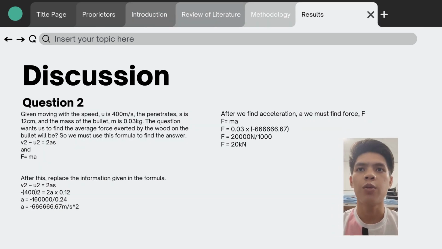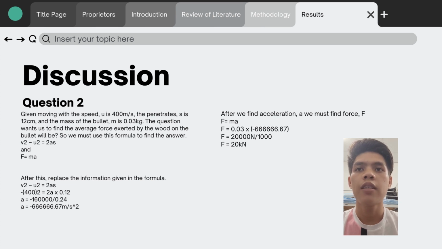Next, question 2. Given a bullet moving with a speed of 400 m/s, the penetration S is 12 cm, and the mass of the bullet is 0.03 kilogram. The question wants us to find the average force exerted by the wood on the bullet. So we must use the formula to find the answer.